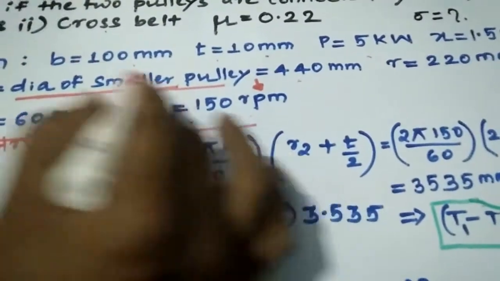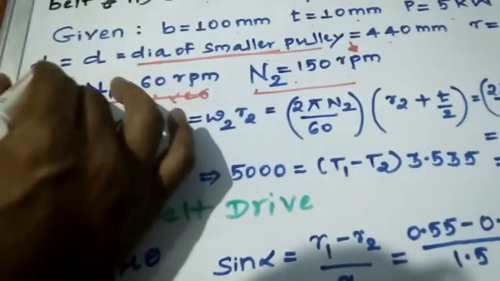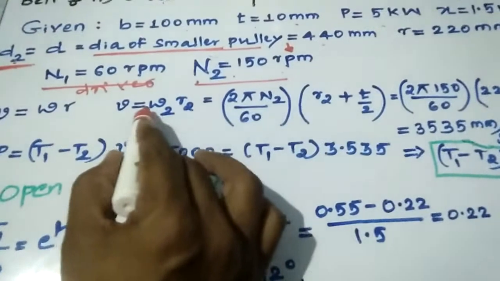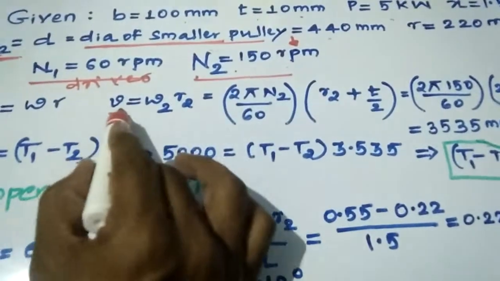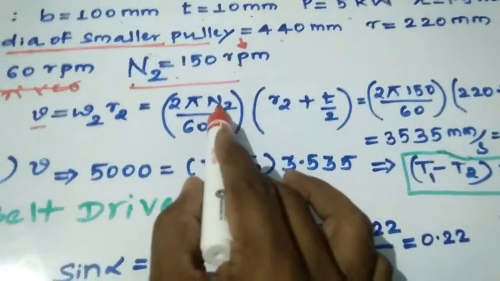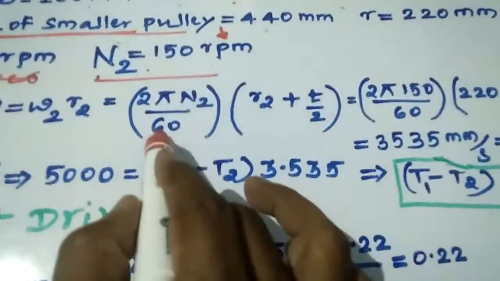N2 becomes the driven. Also, D2 is the diameter of the driven pulley. Then using this formula we can find the velocity. How to find the velocity? That is omega of the driven shaft, that is 2 pi N2 divided by 60.